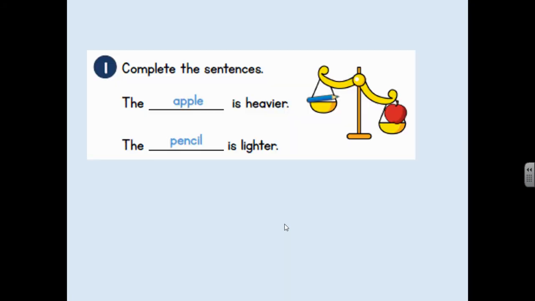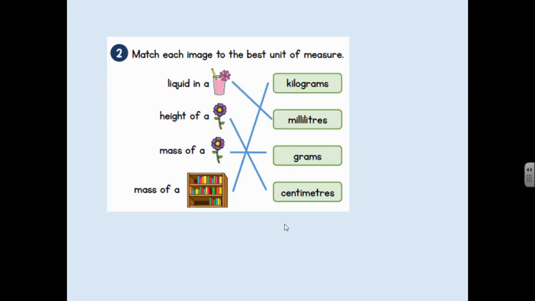Okay, question number 1. The apple is heavier, the pencil is lighter. If you got that, well done. Right. Match each item to the best unit of measure. So liquid in a glass is milliliters. Height of a flower is centimeters. Mass of a flower is grams. And mass of a bookshelf is kilograms.